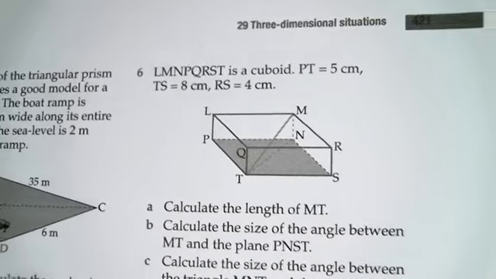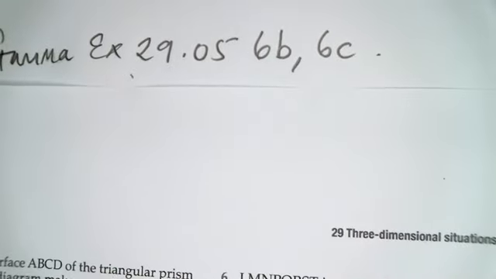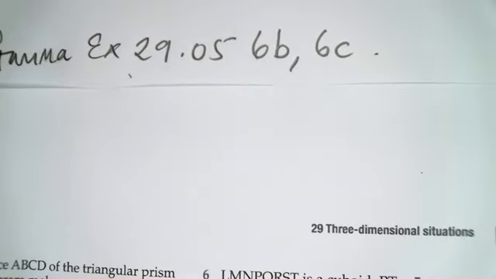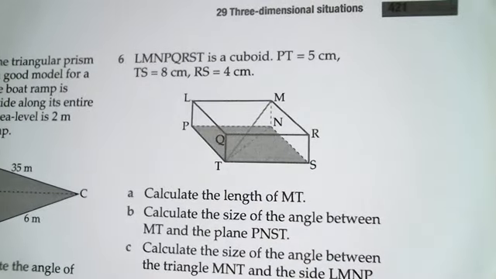Hey folks, I've been asked to have a look at this one here. This is Gamma, exercise 29.05. We're going to look at 6b and 6c. And here's 6 now. Here's the diagram.